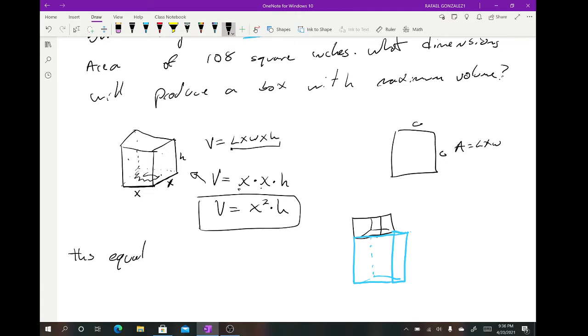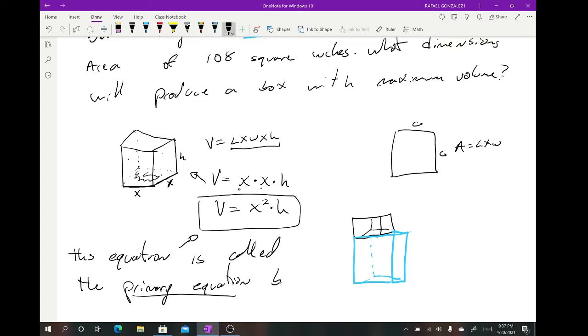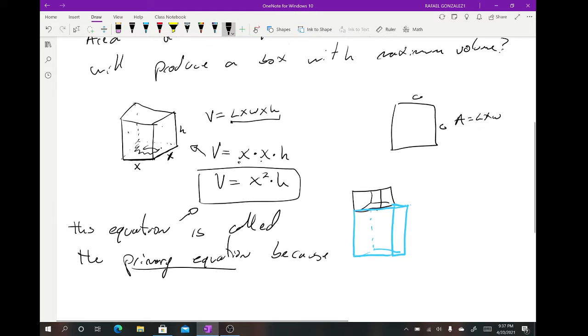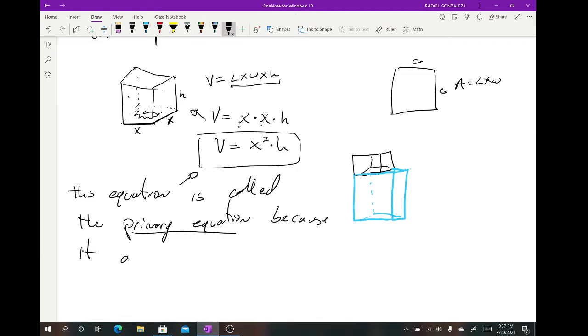Now this equation that we have up here, this is called the primary equation. This equation is called the primary equation because it gives a formula for the quantity being optimized, because we're trying to find the max or min of this.